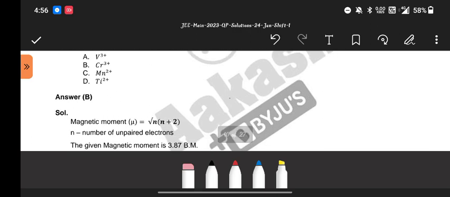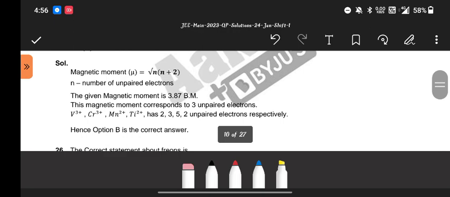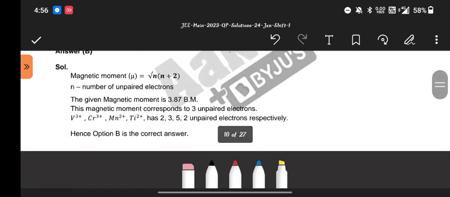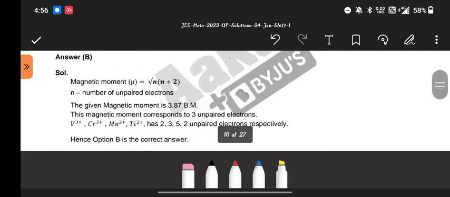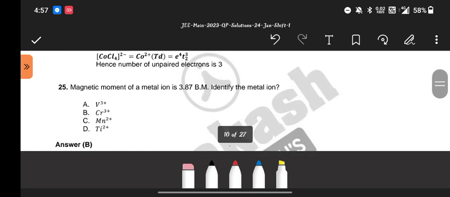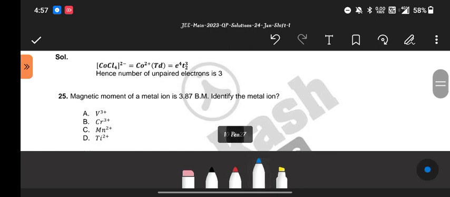The magnetic moment mu is equal to root n into n plus 2, where n is the number of unpaired electrons. The given magnetic moment is 3.87 BM, which corresponds to 3 unpaired electrons. V3+, Cr3+, Mn2+ and Ti2+ have 2, 3, 5 and 2 unpaired electrons respectively. So the correct answer is option B. Cr3+ has 3 unpaired electrons, so Cr3+ is the correct answer.